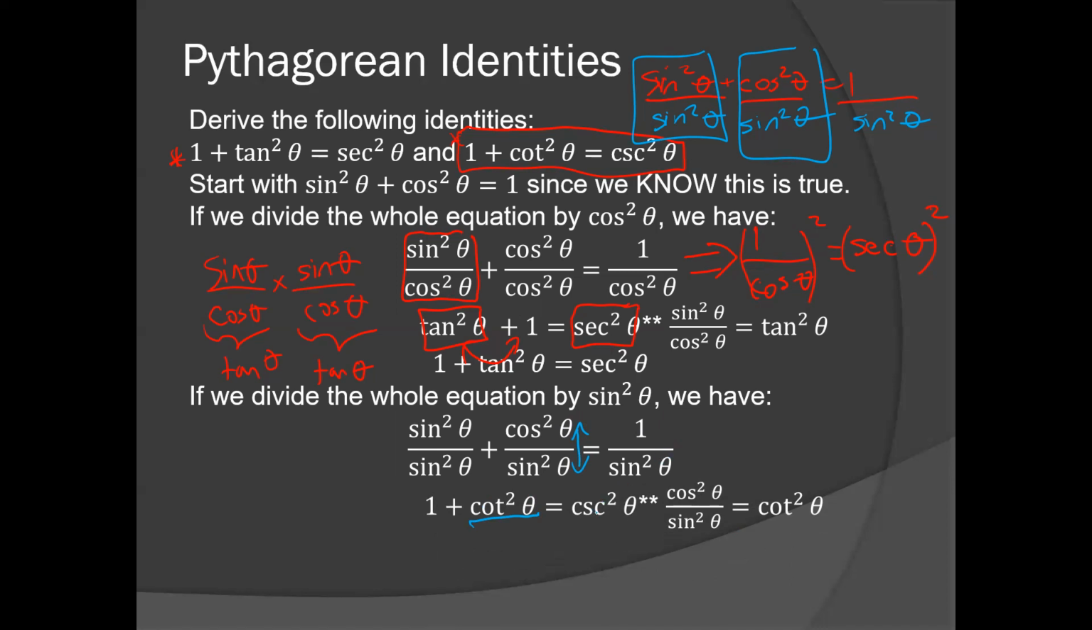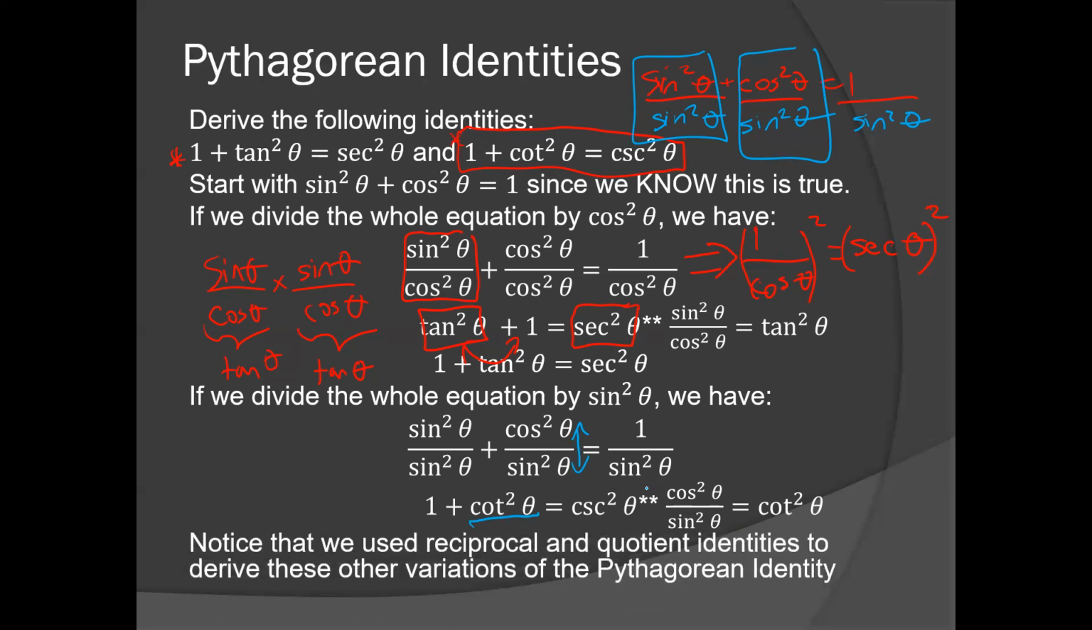And then, of course, 1 over sine squared theta, we know that this is the reciprocal, which is equal to cosecant theta squared. And that is our identity. So we proved them both. And that is, again, just showing you how we derive the Pythagorean identities. So hopefully you understand that.